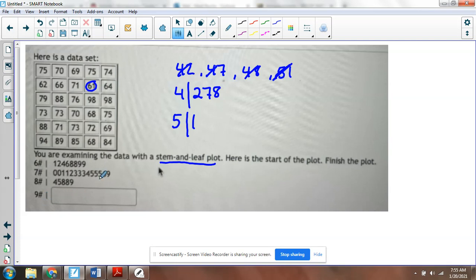So I want you to fill in the 90s box. I'm going to start by looking for all the 90s. I have 94, 98, and 98. So just like here, I'll start with the lowest value, 94. That means I'm going to put a 4 here. That takes care of that. 98, I'm going to put an 8 here. That takes care of that. And then the other 98, just like that. So you're going to just plug in 488 for your answer.